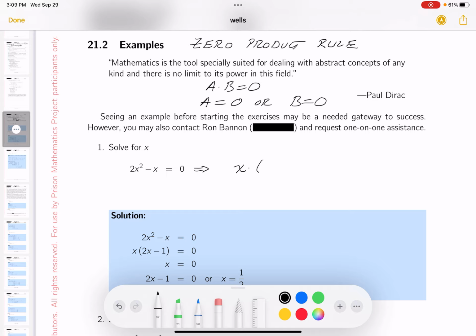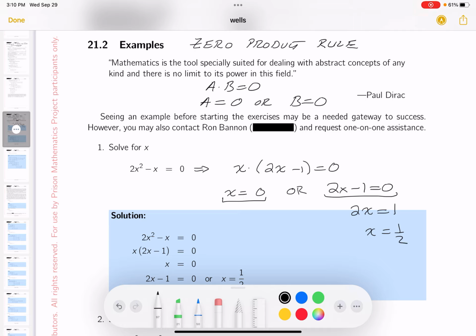So I'm going to say x times (2x minus 1) equals 0. First thing I would do, I'd set x equal to 0. That's the first factor, like the big A. Or 2x minus 1 equals 0. Now, this one's clear to me. But this one's, well, maybe it is clear to you. I don't know. So I'm going to solve that. 2x equals 1, x equals 1/2. So my answer is going to be x equals 0 or x equals 1/2.